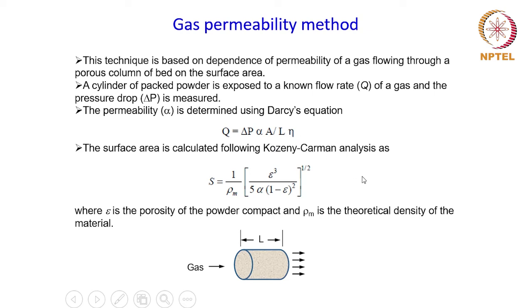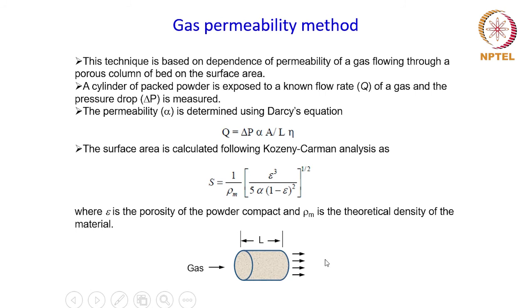Okay, so once this alpha is obtained from this equation, it is used here in another equation known as the Kozeny-Kármán equation to calculate the surface area S. Okay, and in this equation, this epsilon is the porosity of the powder compact, which can be measured beforehand, and rho m is the theoretical density of the material.